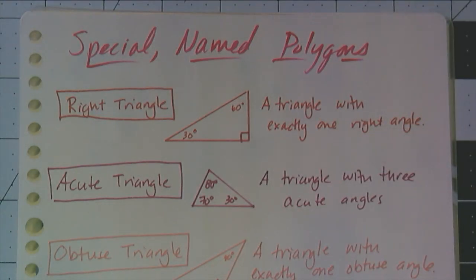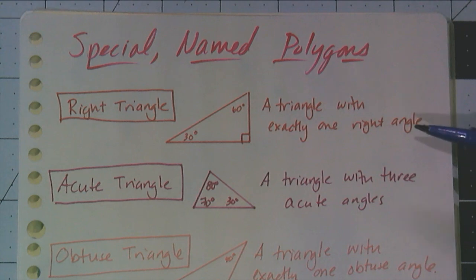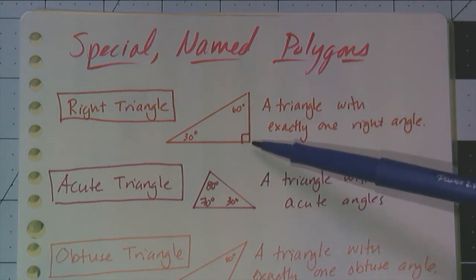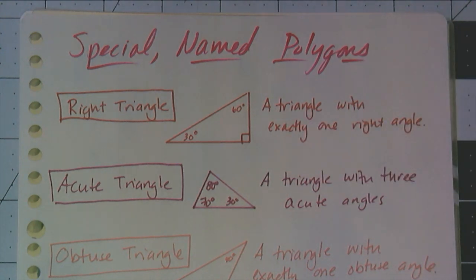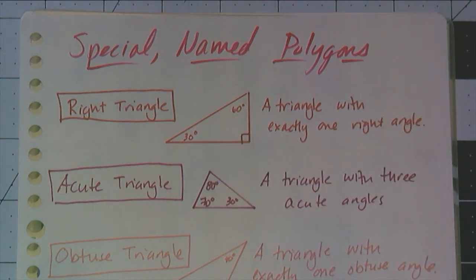So now let's talk about some special named polygons, beginning with the triangles. Now this is going to be mostly review for everybody. So starting with the right triangle, it is a triangle with exactly one right angle, and they will be drawn like this with a little right angle drawn into the corner where the right angle exists. It may or may not have the other two angles drawn in there.